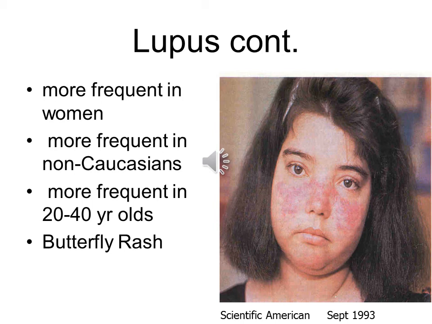Skin manifestations vary greatly, but the acute skin lesions include the classic butterfly rash on the cheeks and the nose. Hair loss is common, as is sun sensitivity.